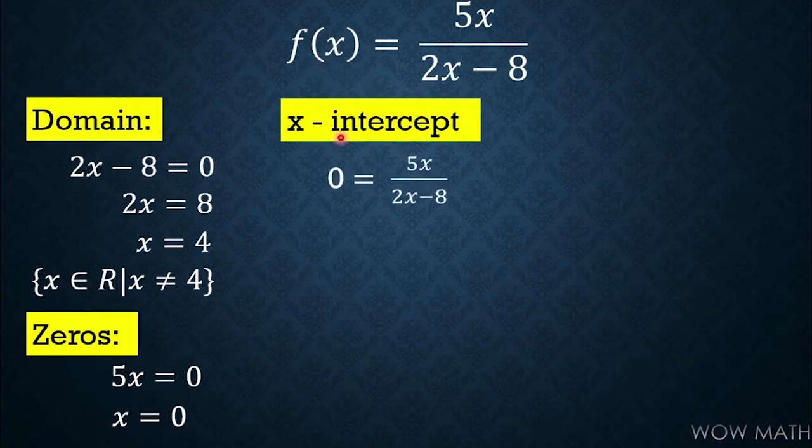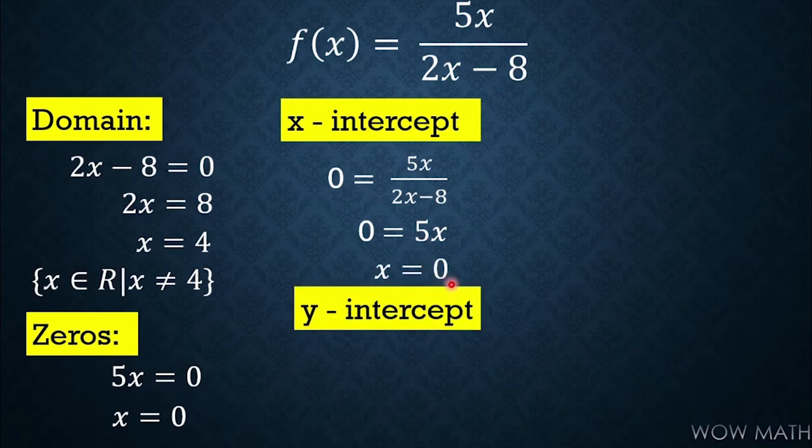Next is the X Intercept. So in finding the X Intercept, you have to substitute the value of the given function, which is 0. So 0 for f of x. So yung f of x natin is magiging 0 na siya. So 0 equals 5x over 2x minus 8, and then cross multiply. So 0 equals to 5x. So x is equals to 0.